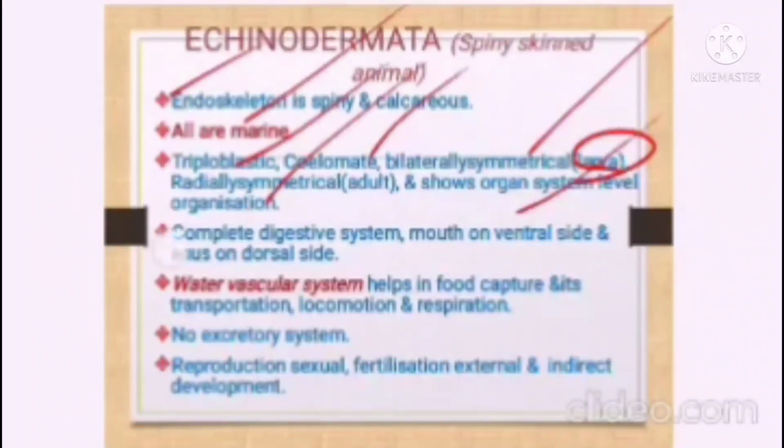So organ system level of organization. Complete digestive system, which means they have two openings, one in the front and one at the out end. The mouth is on the ventral side, the anus is where? On the dorsal side. Okay.